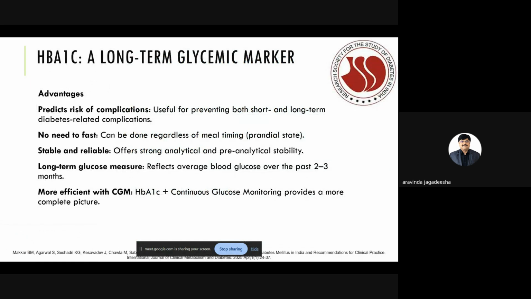If you take HbA1c, it's a long-term glycemic marker. The advantages: it predicts the risk of complications, and is useful for preventing both short- and long-term diabetes-related complications. No need to fast; it can be done regardless of meal timing. It is stable and reliable, offering strong analytical and pre-analytical stability. It is a long-term glucose measure that reflects average blood glucose over the past 2 to 3 months. It is more efficient with CGM: HbA1c plus continuous glucose monitoring provides a more complete picture.